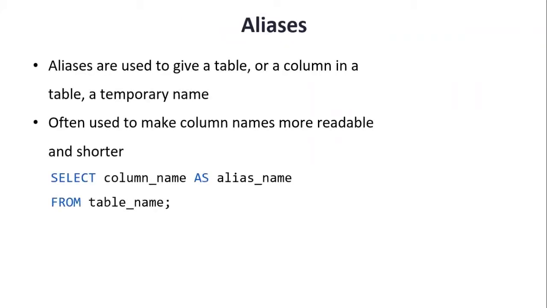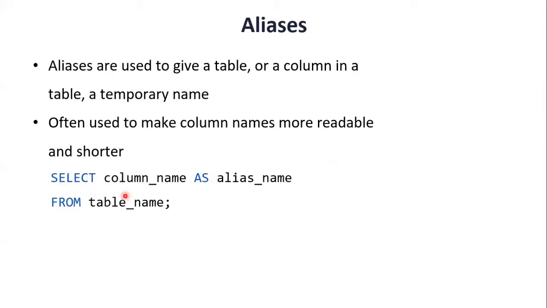Then we will discuss aliases, a new concept that we are going to learn in SQL. As the name suggests, aliases are used to give a table or a column a temporary name. We often use these aliases to make column names or table names more readable and shorter. So this is how we can use an alias.